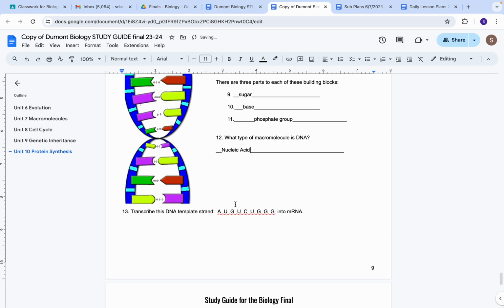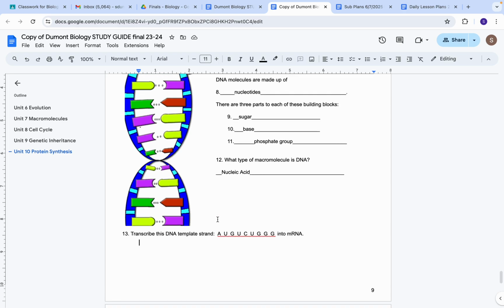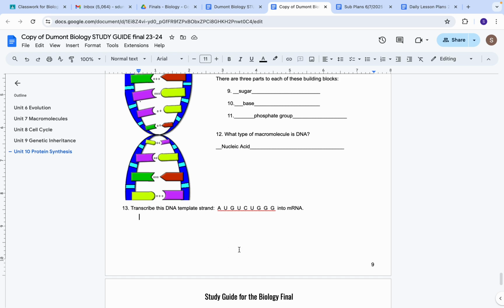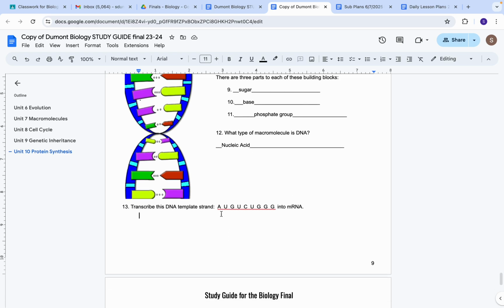I actually messed up on question 13, and I think it might be this way on your final. So transcribe this DNA template strand into mRNA. Well, this is not DNA because I put U's already. So you can just use your simple RNA pairing rules here. A goes with U goes with A, G goes with C. So I'm just writing down here. I can scoot it over.